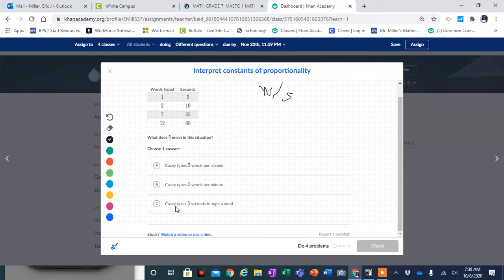So the last thing would be Casey takes 5 seconds to type a word. So 5 seconds to type one word. So the answer clearly should be C.